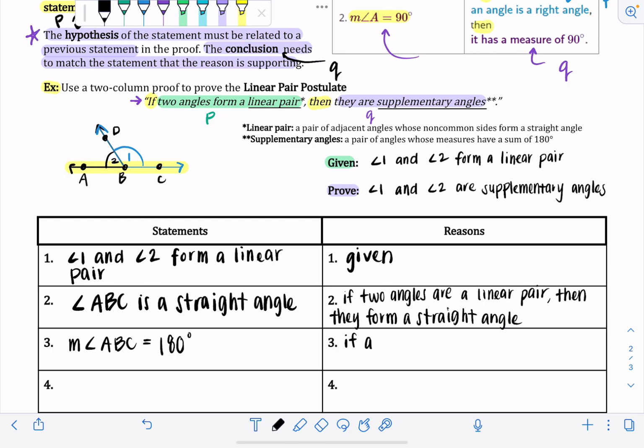Oops, no, sorry, not if a measure, if an angle is a straight angle, then it has a measure of 180 degrees. And that's just another by definition. So the definition of a straight angle is an angle that measures 180 degrees, because basically it's like a line that goes straight across. So if it's a straight line, it's opening at 180 degrees.